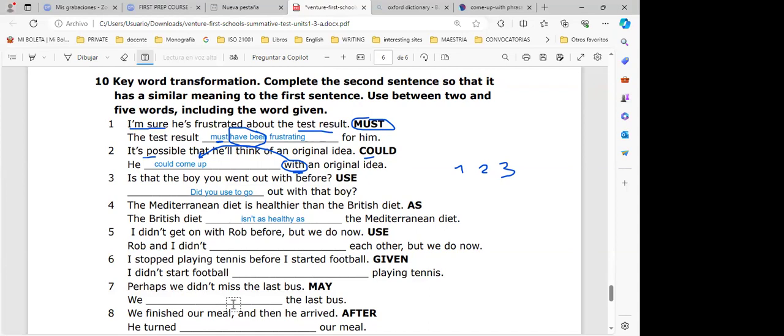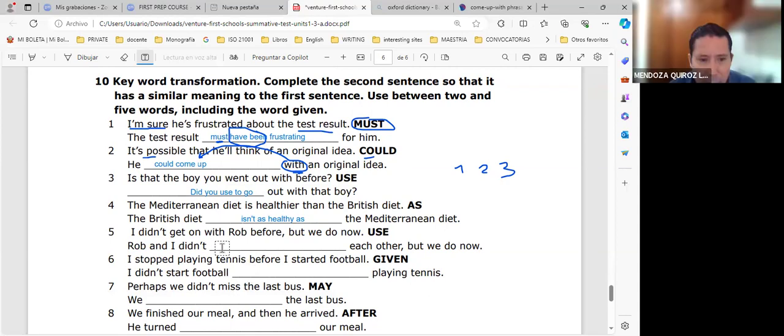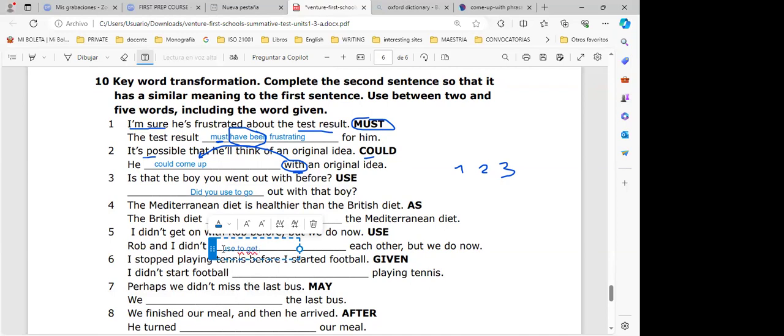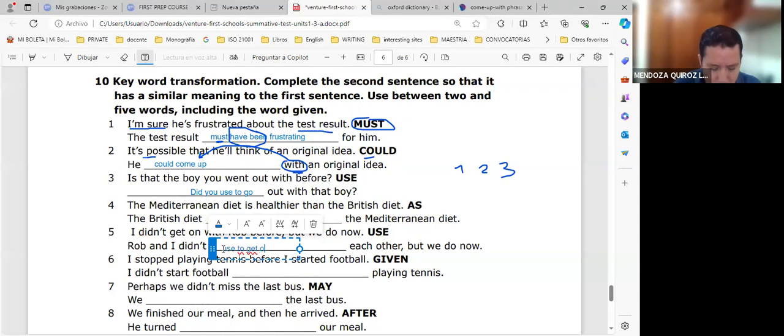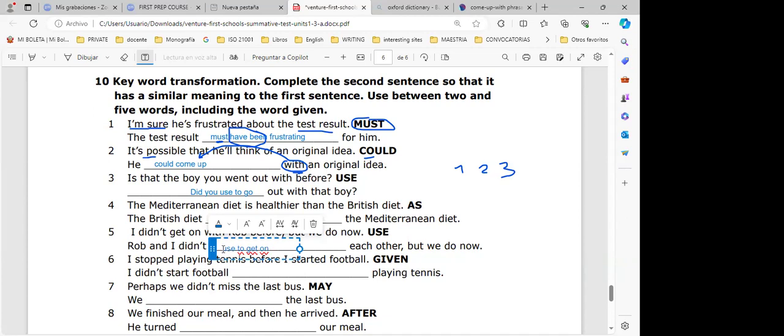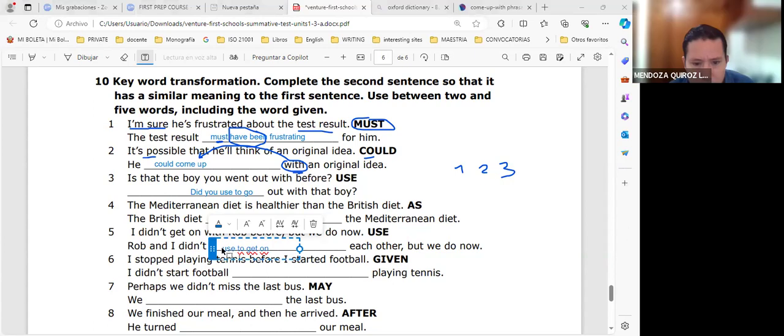Rob and I didn't used to get along with her. Get on, yeah, but if they give you on, try not to change it. Get on with her, no? Get on with, no? Perfect. Naomi, number 6.